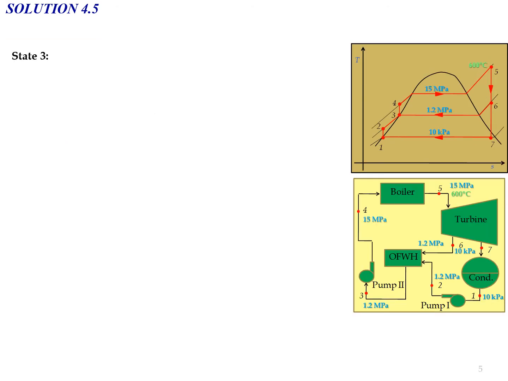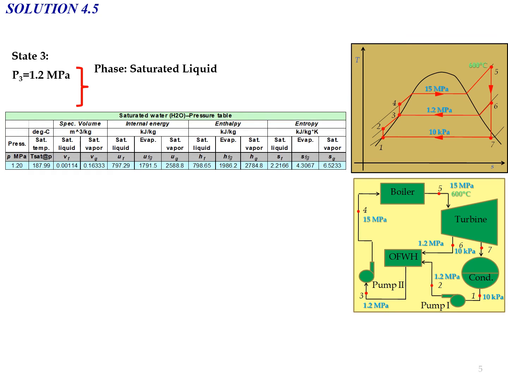Moving forward, we go into state 3, which is at the saturated liquid line, and the pressure at state 3 is 1.2 megapascal. Since it's at the saturated liquid line, we look into the 1.2 megapascal saturated water pressure table and extract the information. We know that hf is 7698 because it is exactly on the saturated liquid line, and the specific volume is this value.